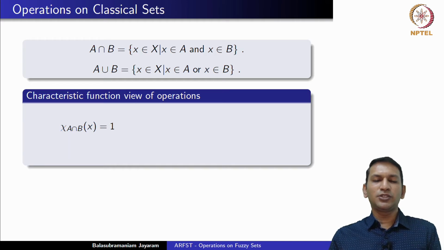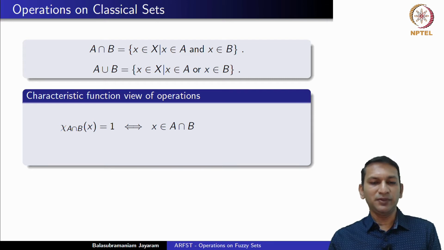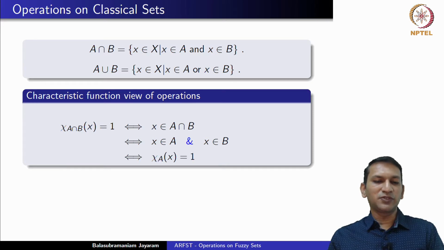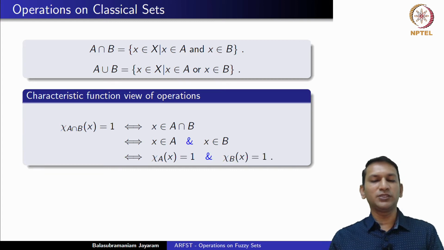To understand this, let's look at the characteristic function of A intersection B. Let's say at a particular X, the characteristic function of A intersection B is 1. What does this mean? Chi of A intersection B of X is 1. This will happen if and only if X belongs to A intersection B. Now, writing this again in terms of the corresponding characteristic functions, what we find is X belongs to A and X belongs to B. Now, writing it in terms of the characteristic functions, we see that chi A of X is 1 and chi B of X is 1.